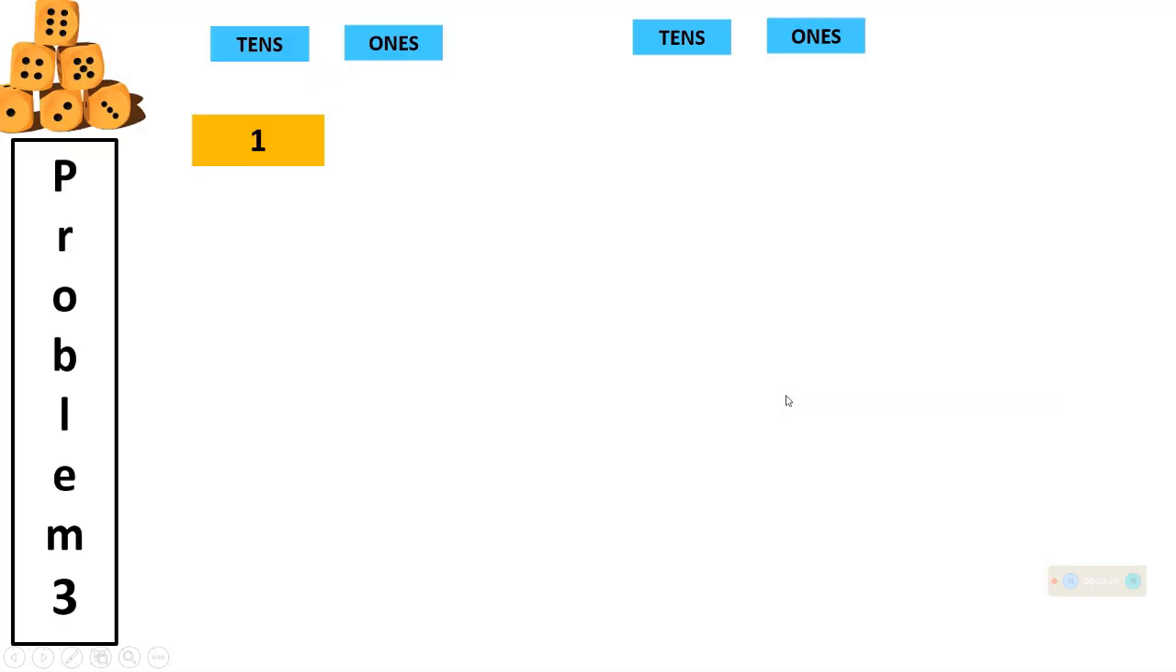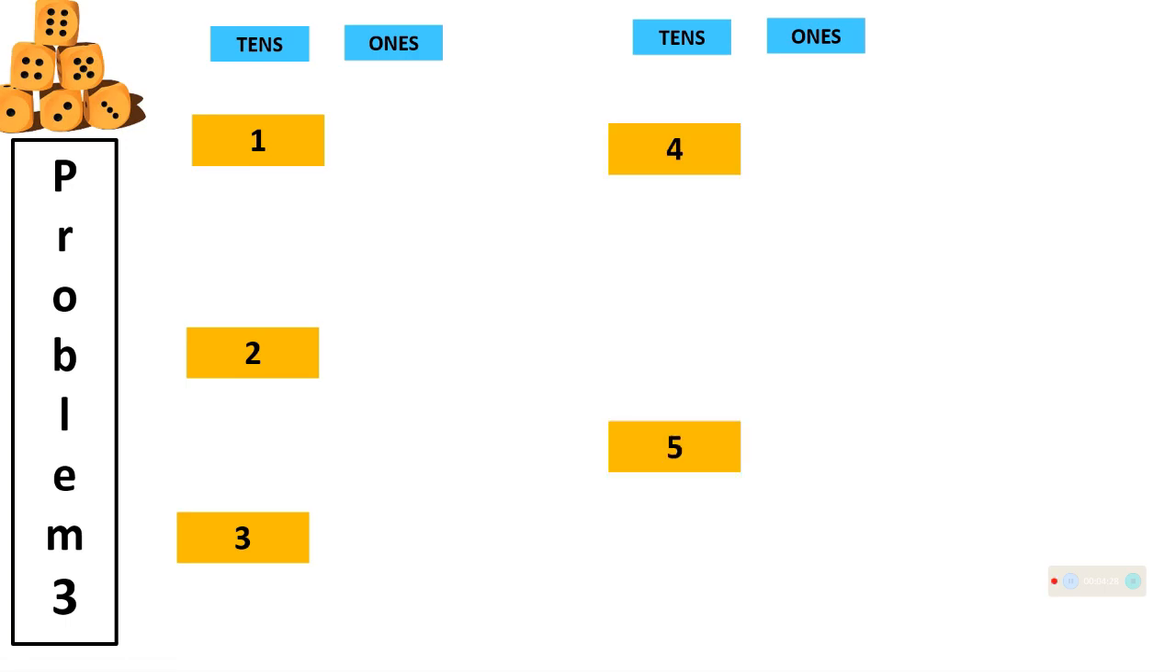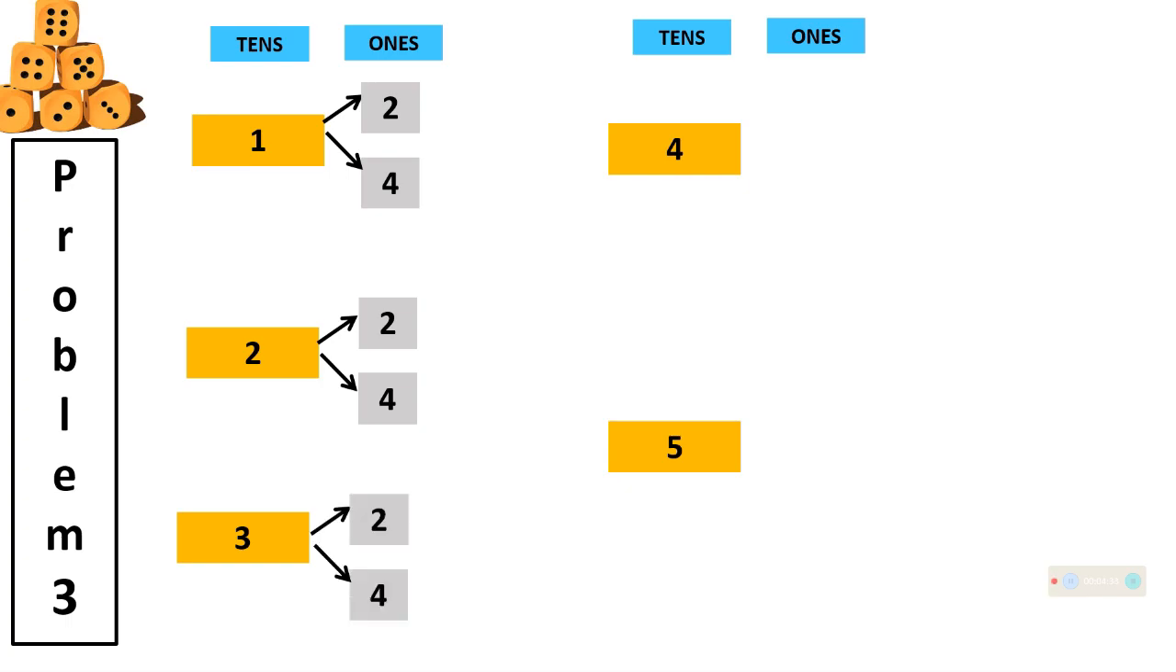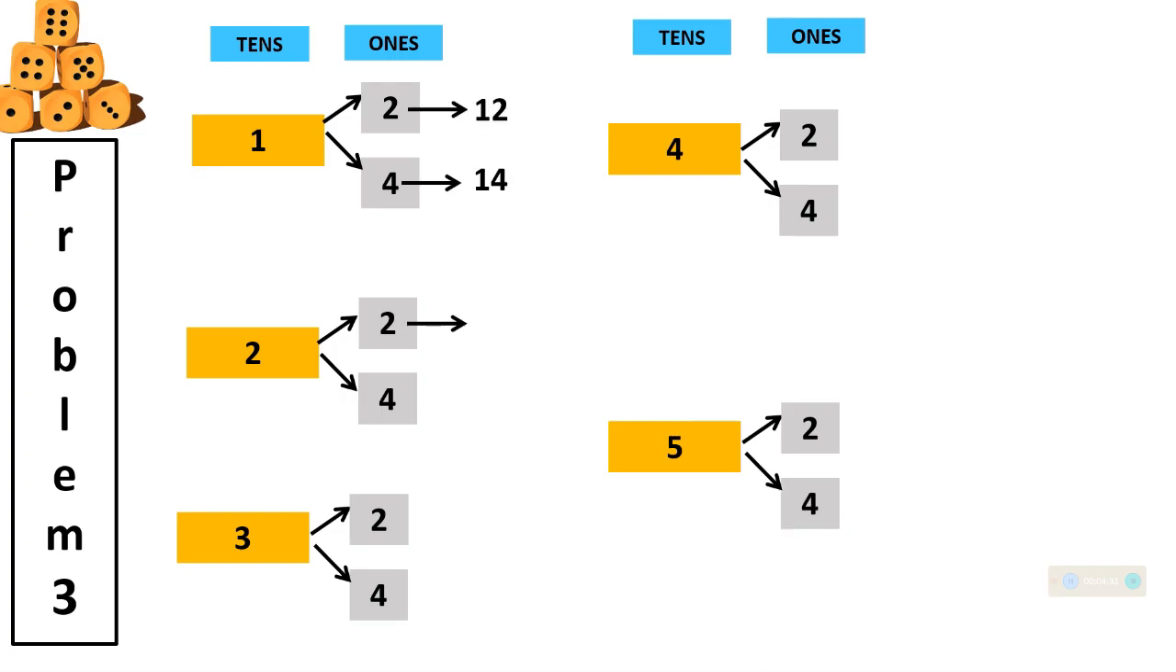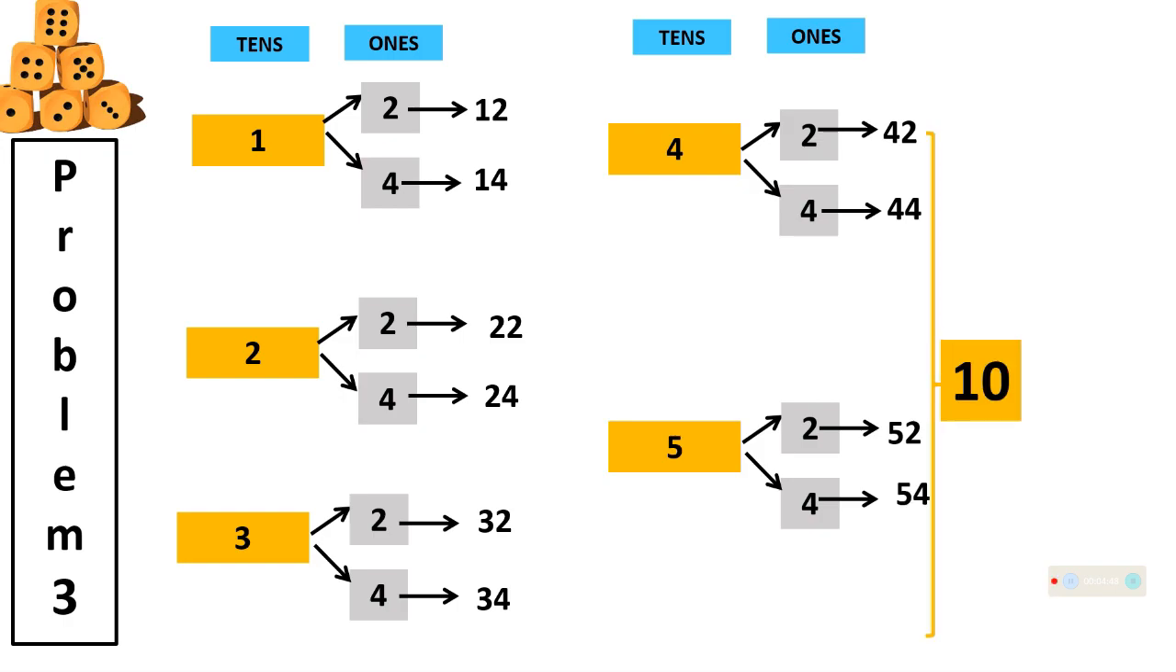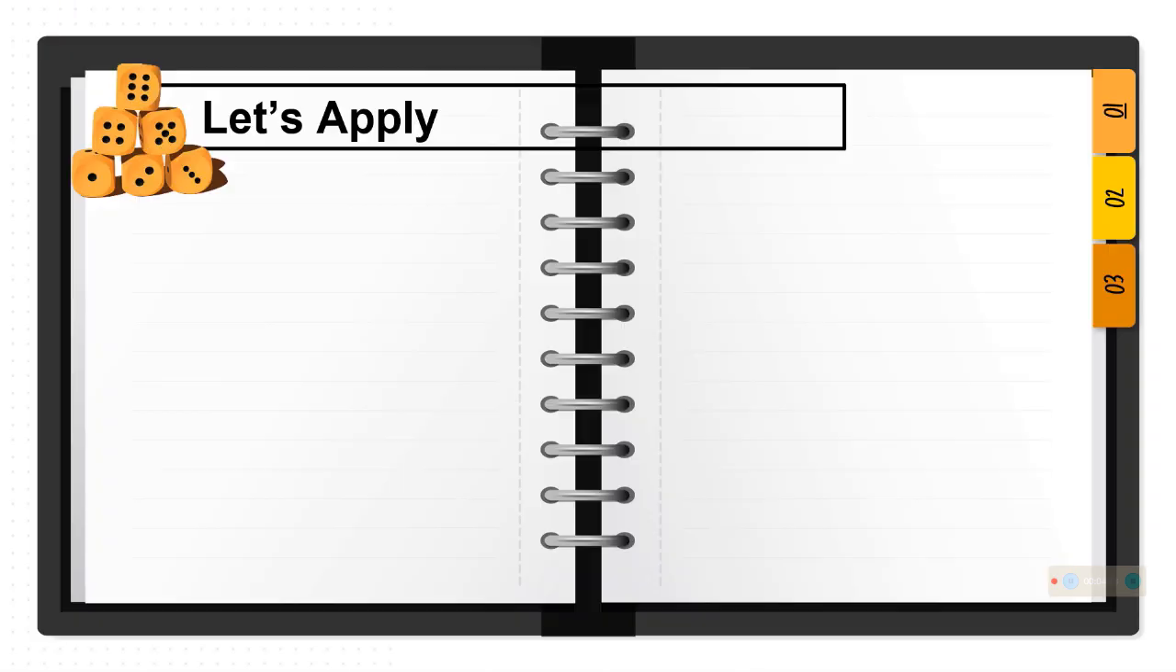Okay? Next. We can also use the listing method. As you have seen, I have scrolled down the possible answers using the listing method: 12, 14, 22, 24, 32, 34, 42, 44, 52, and 54. So still we have 10 combinations.